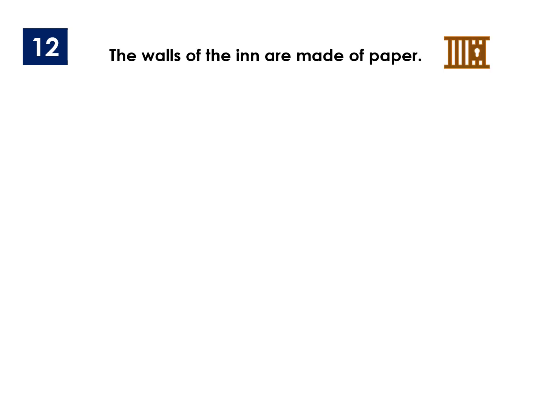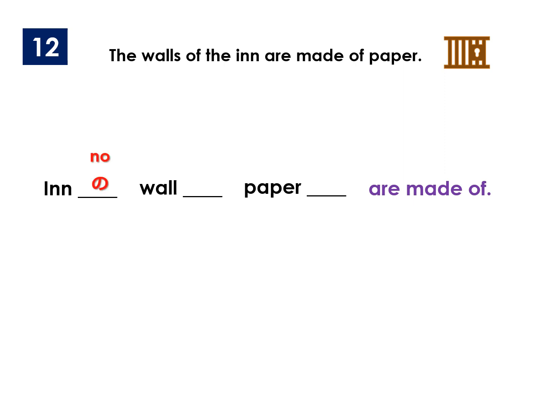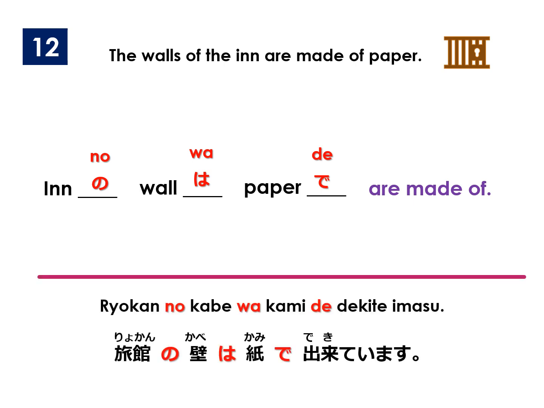Next sentence, the walls of the inn are made of paper. Elements, inn, wall, paper, are made of. Walls of the inn, so inn takes the particle no for of the. Wall can take the topic particle wa. It can also take ga. And paper takes the particle de to indicate material. In Japanese, 旅館の壁は紙でできています。The walls of the inn are made of paper.